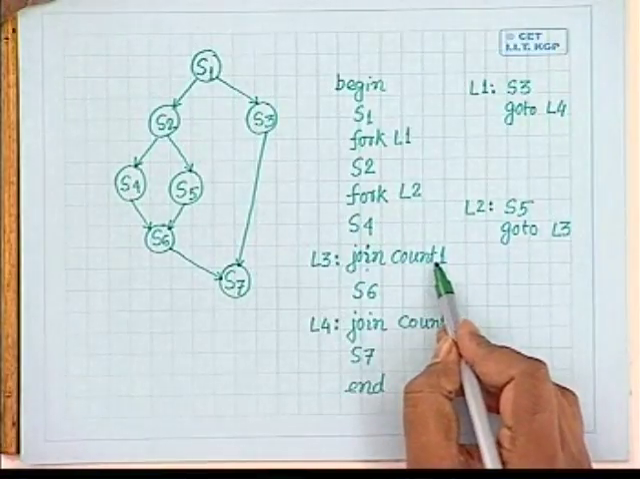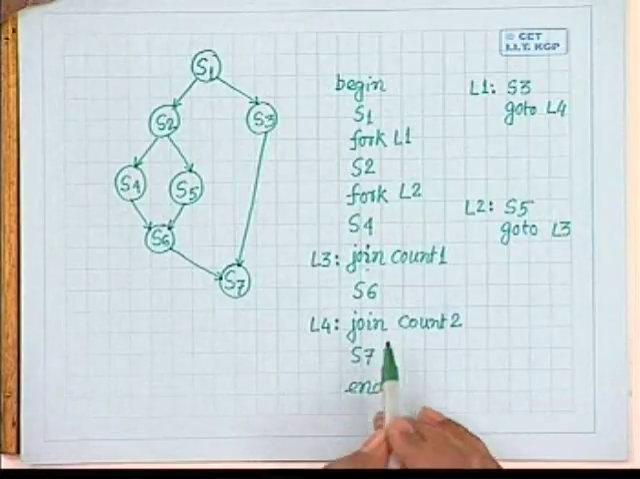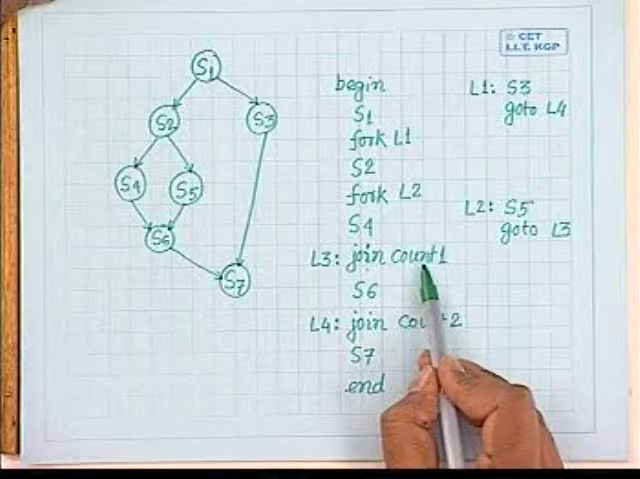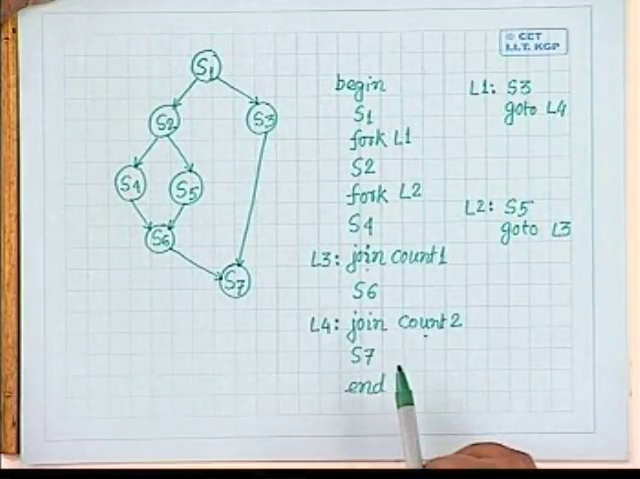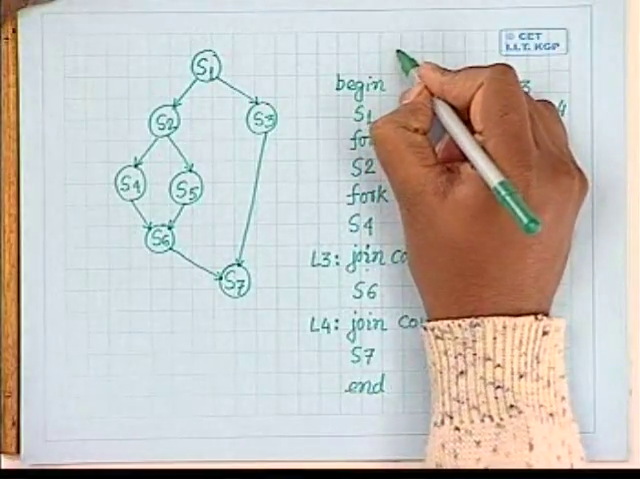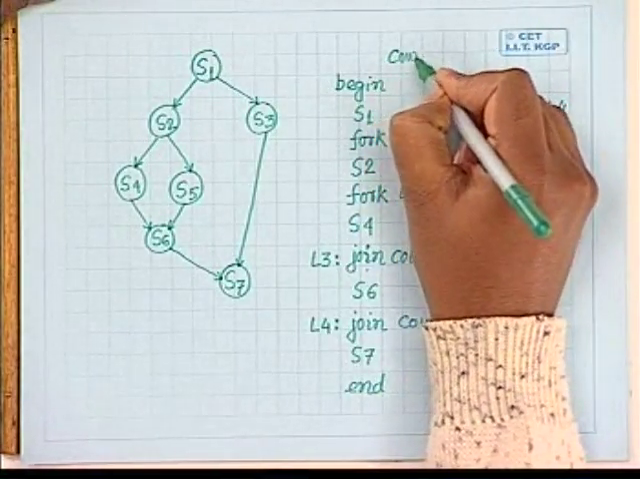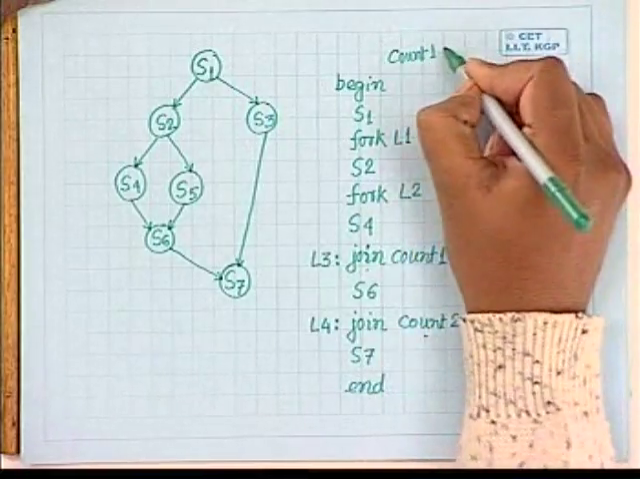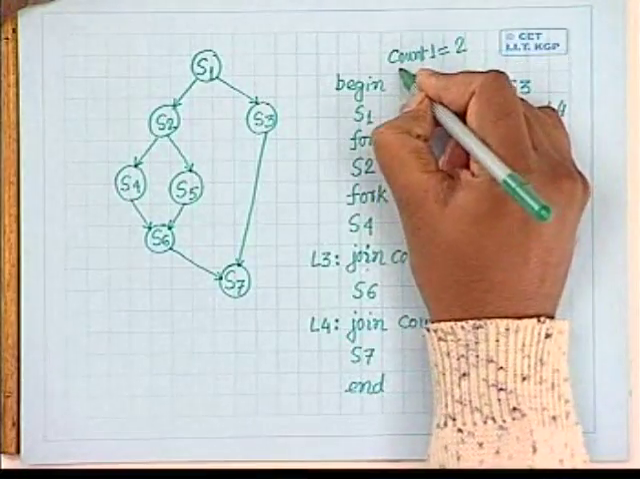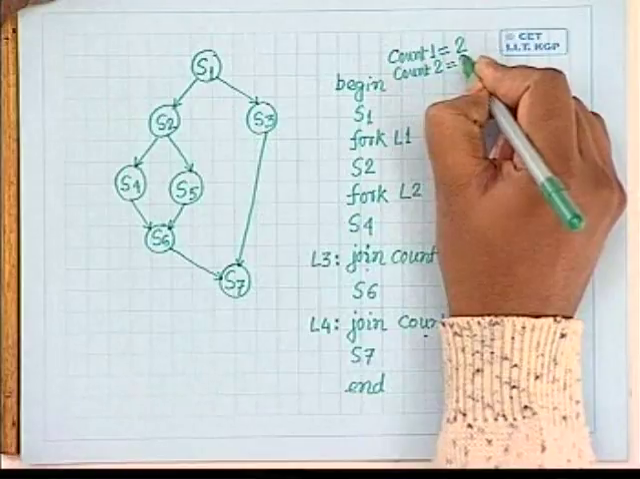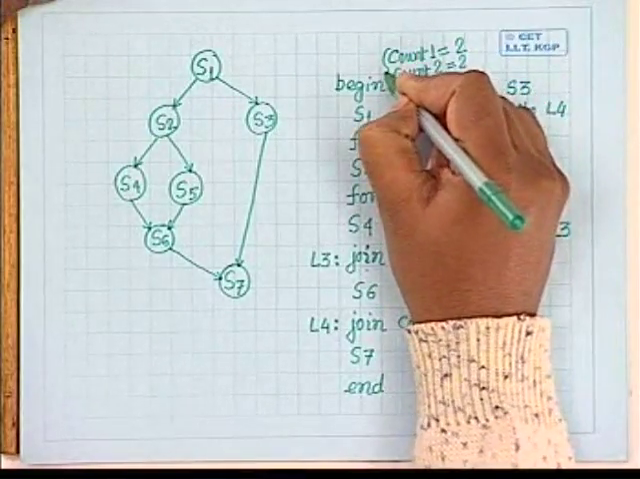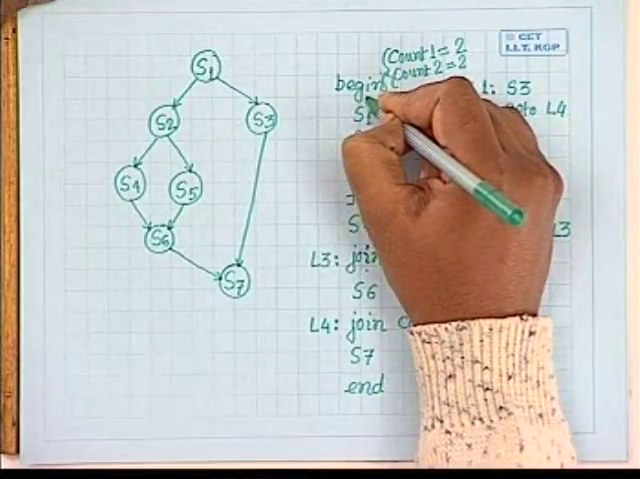So you find that I have to have two count variables, count 1 and count 2. This join statement combines two processes. This join statement also combines two processes. That means both count 1 and count 2 have to be initialized to the value 2. So here I have count 1 equal to 2, count 2 also equal to 2. This initialization has to be done.